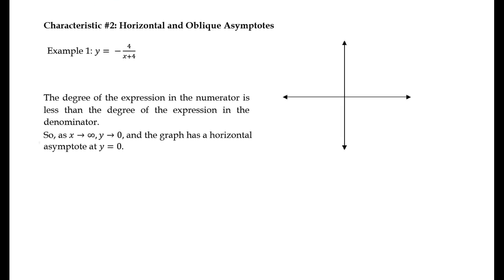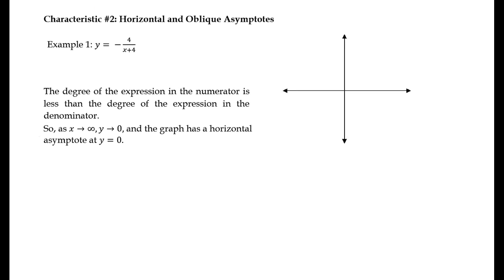My second characteristic is looking at horizontal and oblique asymptotes. This comes into play when I look at the degree of the expression in the numerator compared to the degree of the expression in the denominator. In this first example, we see the degree of the expression in the numerator is less than the degree in the denominator. So as x approaches infinity, y approaches 0. So we get a horizontal asymptote at y equals 0.